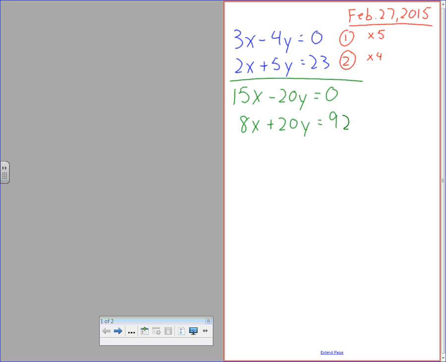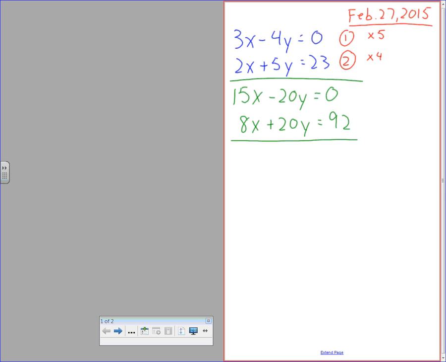Is that right? Can someone confirm that for me? Looking at this one, can I get a third person to tell me why I know I'm looking good with this question? Why is this question looking wonderful? Because you have two opposites. Right on. You have a positive 20 and a negative 20. So this is called elimination.